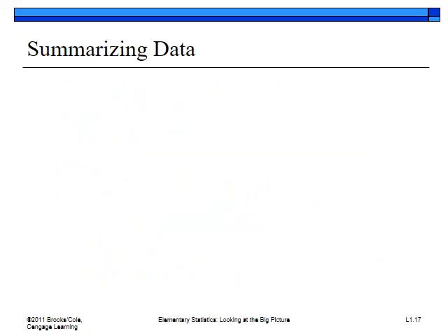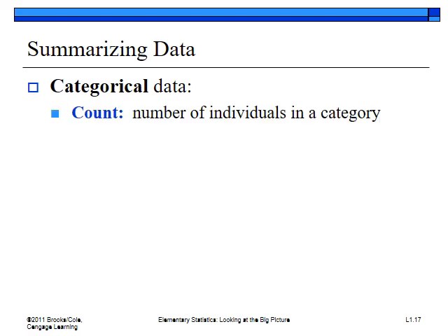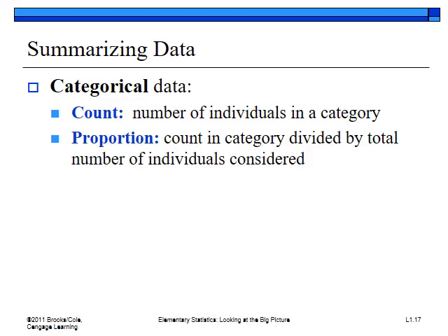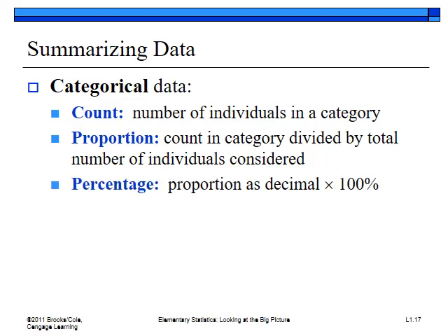Once we have the data, let's talk about how we can summarize it so that people can easily digest what you have learned. For categorical data, there are three ways we will summarize. With the count, simply reporting the number of individuals in each category. With a proportion, which is the count in each category divided by the total number of individuals considered. And as a percentage, which is simply the proportion multiplied by 100%.